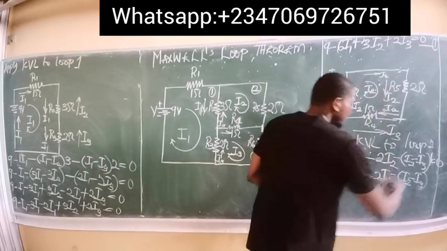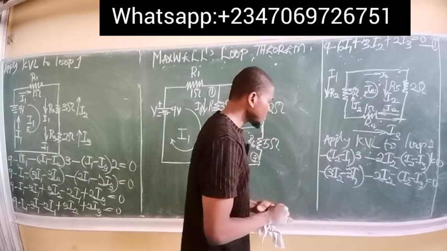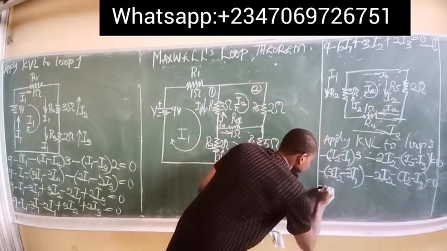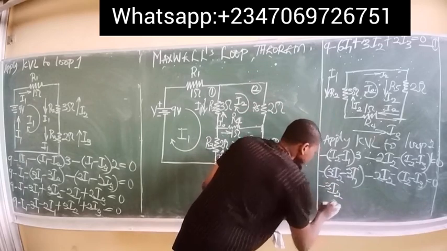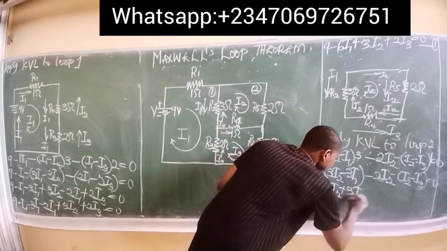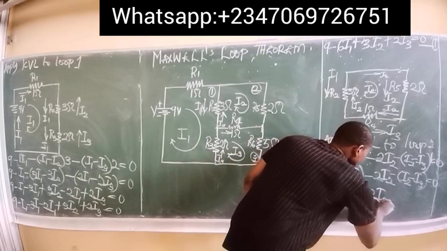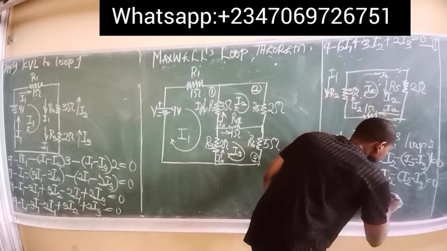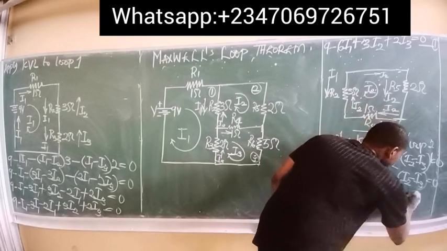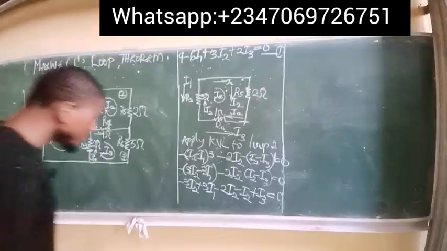Of course, 1 multiplies all, remains that same value, equal to 0. Now let's expand the negative sign. Minus times 3 I2 gives us minus 3 I2, minus times minus 3 I1 gives us plus 3 I1. Here I have minus 2 I2, minus times I2 gives me minus I2, minus times minus I3 gives me plus I3, and this is equal to 0.